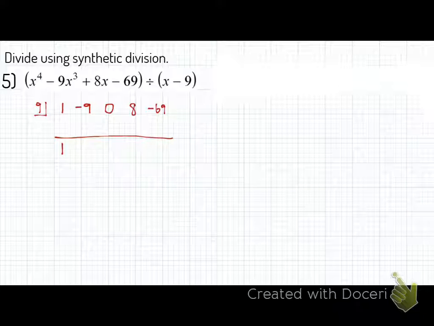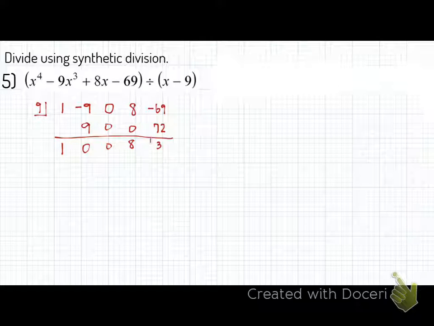Okay. Start with a 1. 1 plus nothing is 1. 1 times 9 is 9. Okay, negative 9 plus 9? 0. 0 times 9? Good. 0 plus 0? 0. 0 times 9? 0. 8 plus 0? 8. Good. What's 8 times 9? 72. Good.